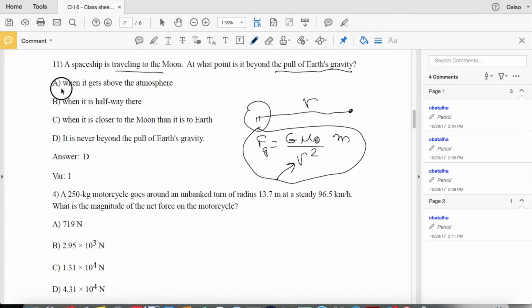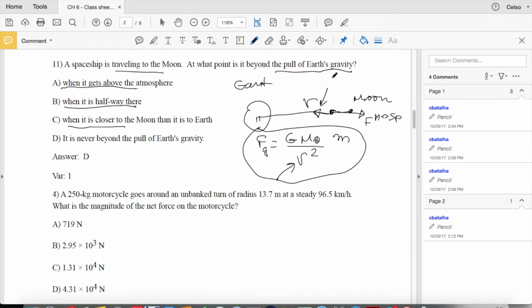Let's see the options. When it gets above, no. When it's halfway there, no. When it's closer to the moon than it is to the Earth. For instance, if this is the moon and this is Earth, and you have this spaceship here, Earth is still exerting some gravity force, but the moon also exerts some gravity force. So this is the gravity force the moon exerts on the spaceship.